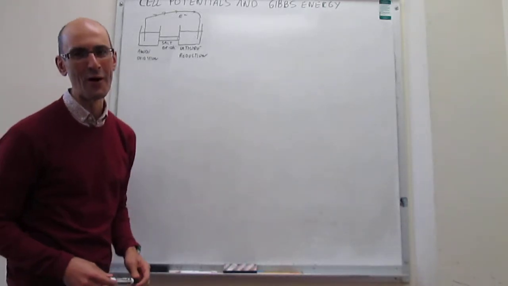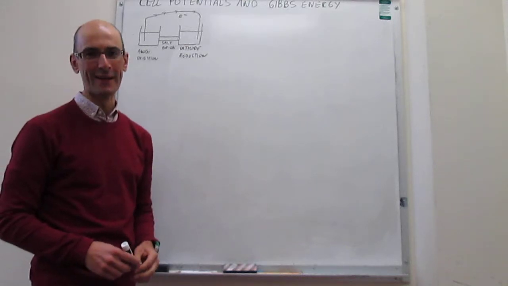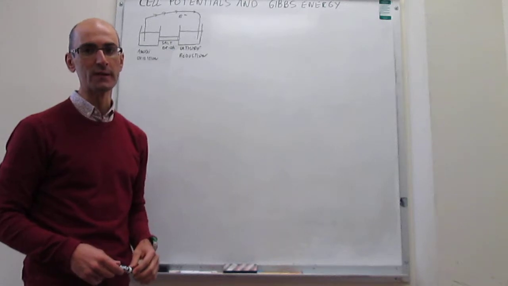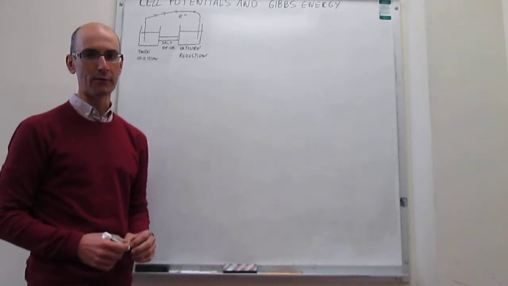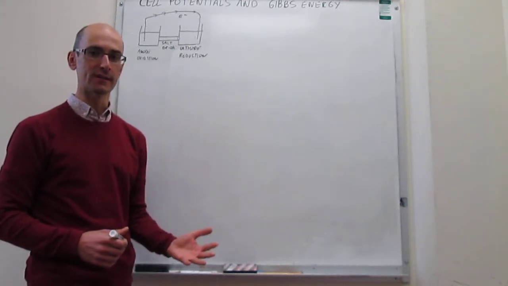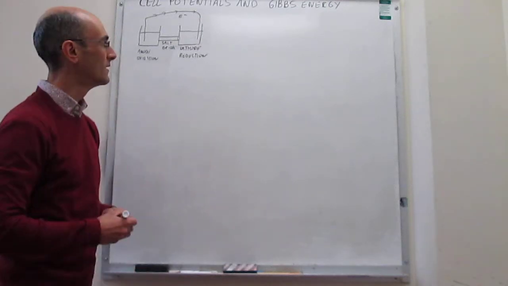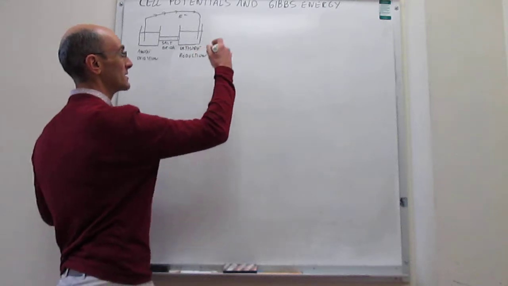In this video, we derive the Nernst equation for electrochemical reactions. This work is going to build on the relationship that we have found between the standard cell potential and the standard Gibbs energy. Remember that that expression was as follows.